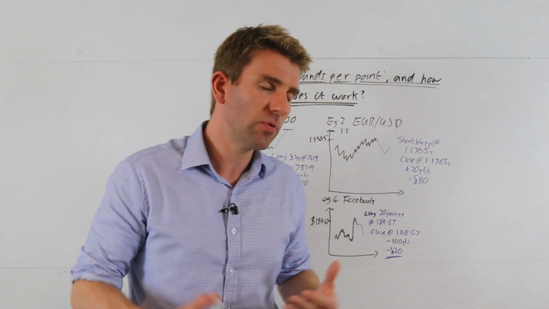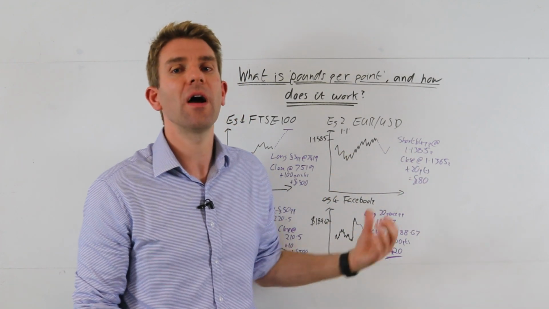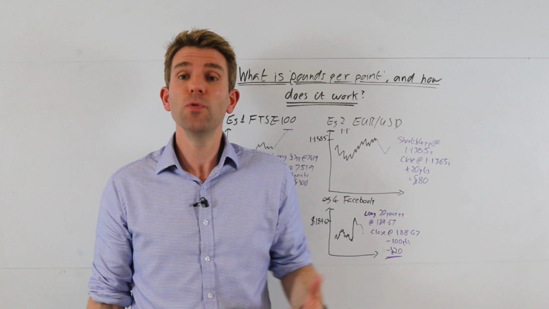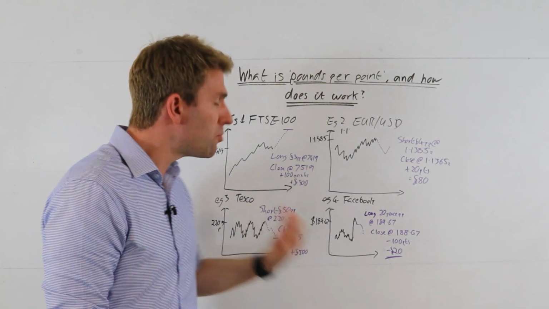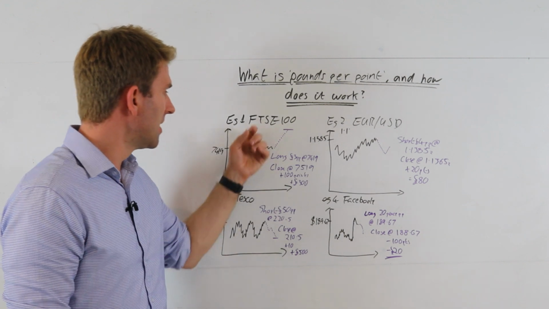So let's have a look at some examples, and because there are some nuances between the differences, hopefully these will highlight some of the major nuances. So let's look at the FTSE 100. Super popular, commonly traded products, should I say.